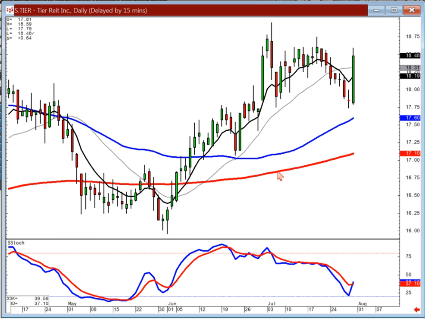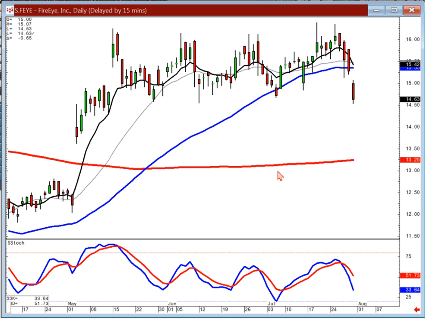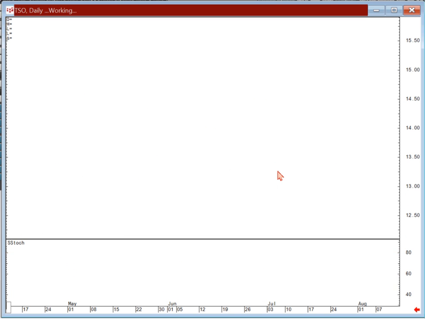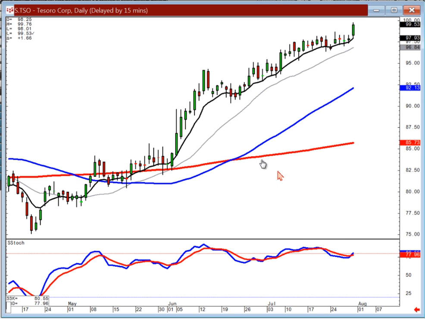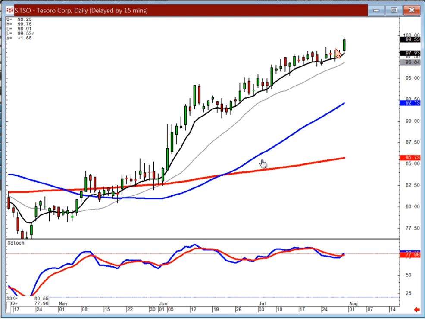Here, big Morningstar signal. You can be buying this one on positive trading. Not going to make a whole lot of money with it, but it will be moving in a bullish direction. FEYE, stay short. Tesoro, stay long. That's a nice little starting wave 3.